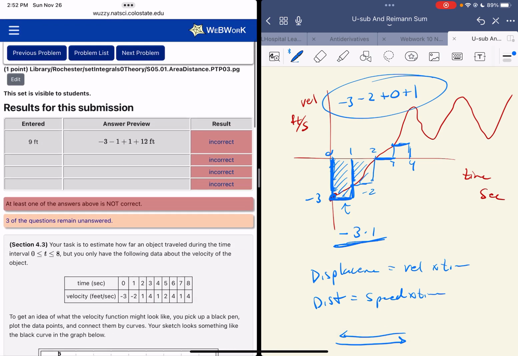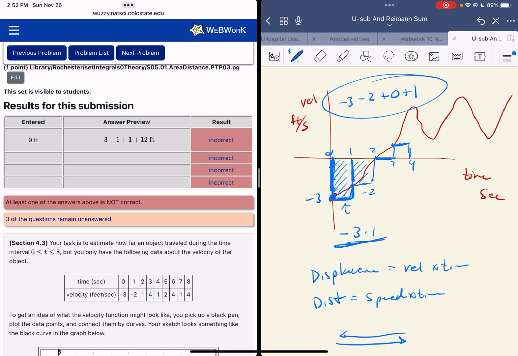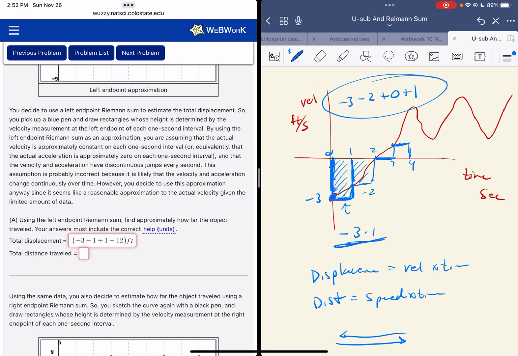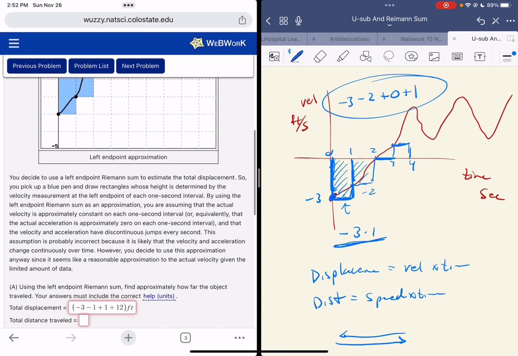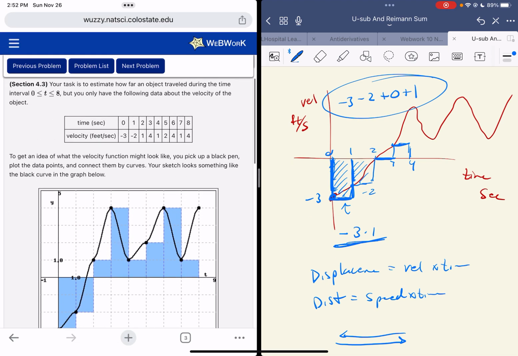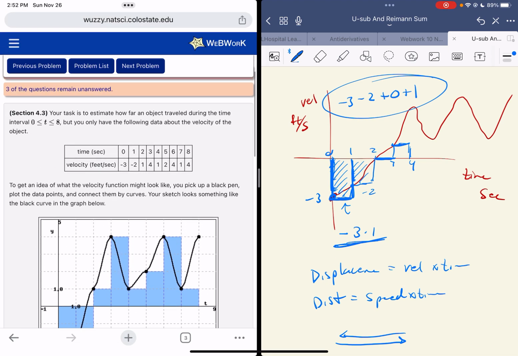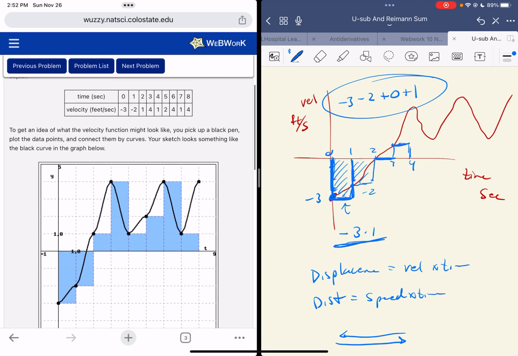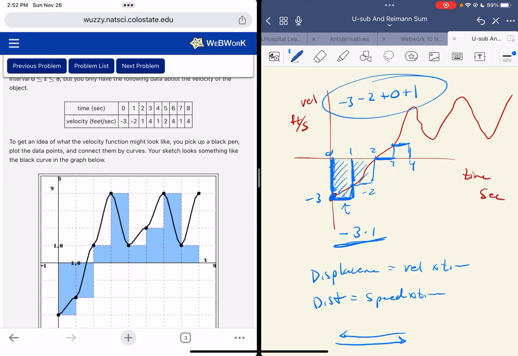Incorrect. Oh, it did this. Let's see. Using the left hand Riemann sum, find approximately how far the object traveled. Your answer must include correct units. Okay. The data might look like this. And the units are feet per second and seconds. Okay.